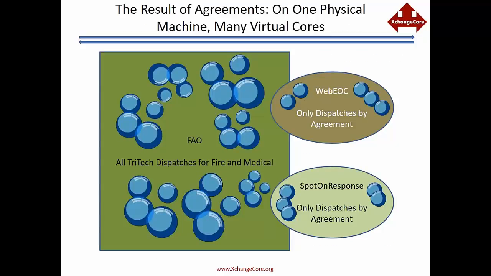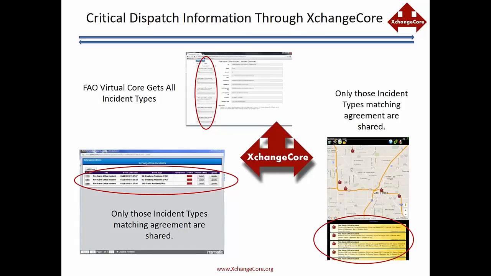That took place integrating the TriTech dispatch that does all the fire and emergency medical service, so it has lots and lots of information. Two major applications that the Las Vegas Emergency Management Agency wanted to selectively give only the dispatches that are agreed to, and by creating virtual cores for those units, they've been able to accomplish that. So the Fire Alarm Office has all the information.